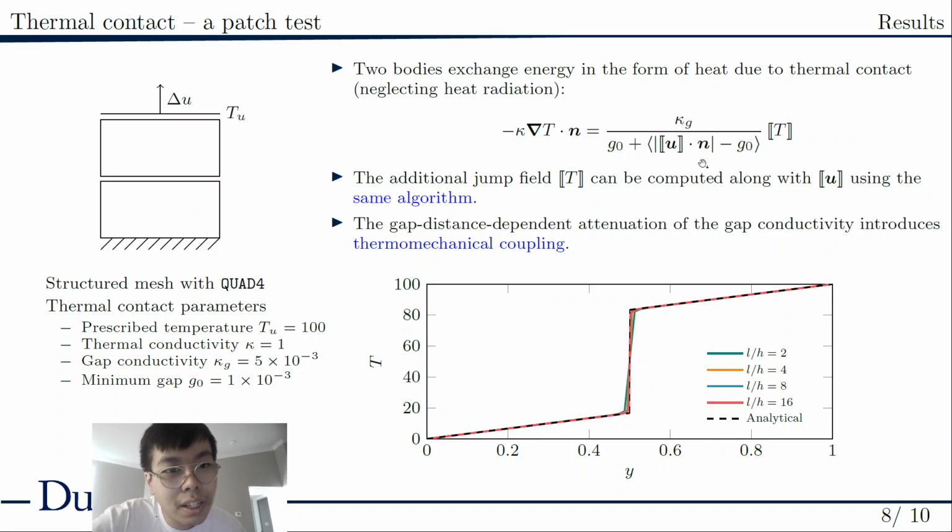The heat flux is defined on the right hand side here, where we need to know the displacement jump in order to compute the attenuation of the gap conductivity, and we also need to know the jump in the temperature field to compute the heat flux. So the additional jump field can be computed along with the displacement jump using the same algorithm we proposed. The gap distance dependent attenuation of the gap conductivity introduces a thermomechanical coupling.